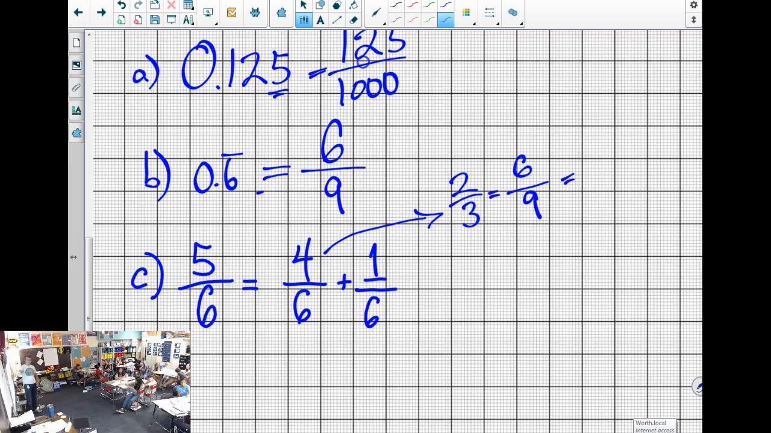Wait a minute. We just saw this. 6/9 is the 0.6 repeating. Now hold on. What was 1/6? Wasn't this 0.166?